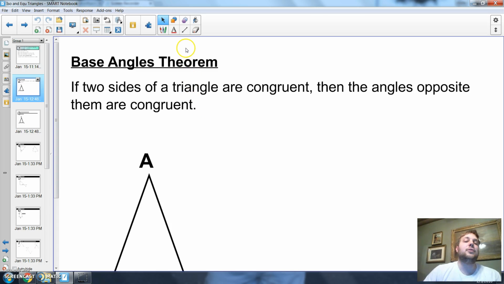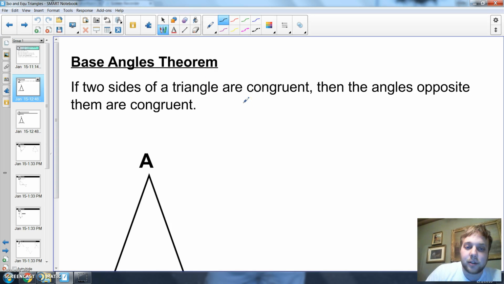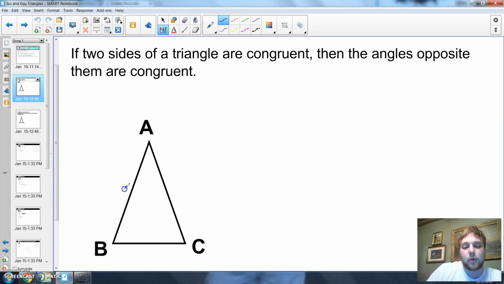You guys remember what isosceles triangles are? Isosceles triangles mean two sides are the same length. So here's the kicker. It says if two sides of a triangle are congruent, so we usually put a little slash through them if they're congruent, and those are both the same length. That's what congruent means. Then the angles opposite them are congruent as well.